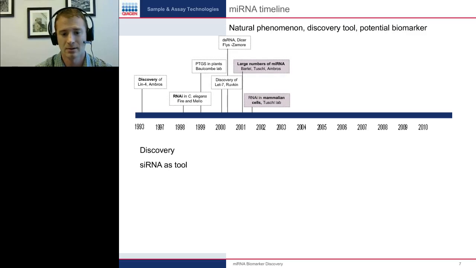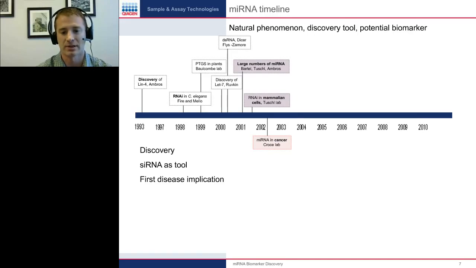After discovery, you then have characterization of siRNA as a tool, including large numbers of microRNAs being discovered. And at this point, there were probably hundreds of microRNAs. Now, as of miRBase version 21, discovery of microRNAs continues to date, as there are more than 2,500 annotated microRNAs in human alone, and more than 35,000 annotated for all species included in miRBase.